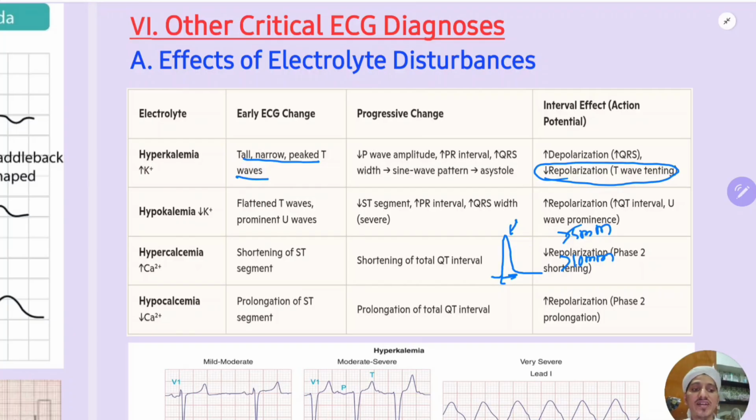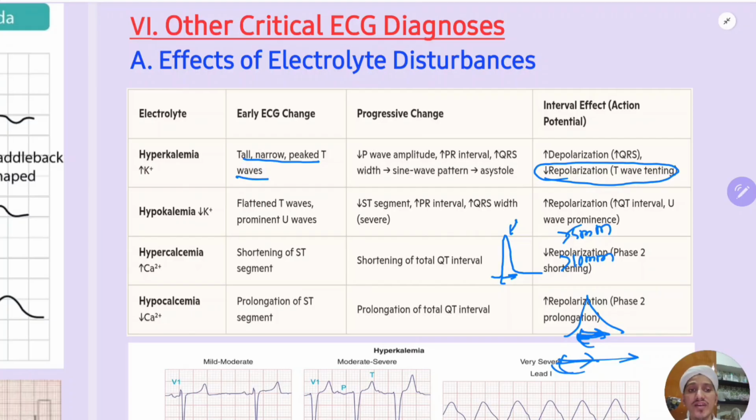The ventricles will be repolarizing very early. That's why the width of the T wave is decreased. The base will become narrow. The more the base, the more the time taken; the less the base, the less the time taken. Okay, so this is the first change.